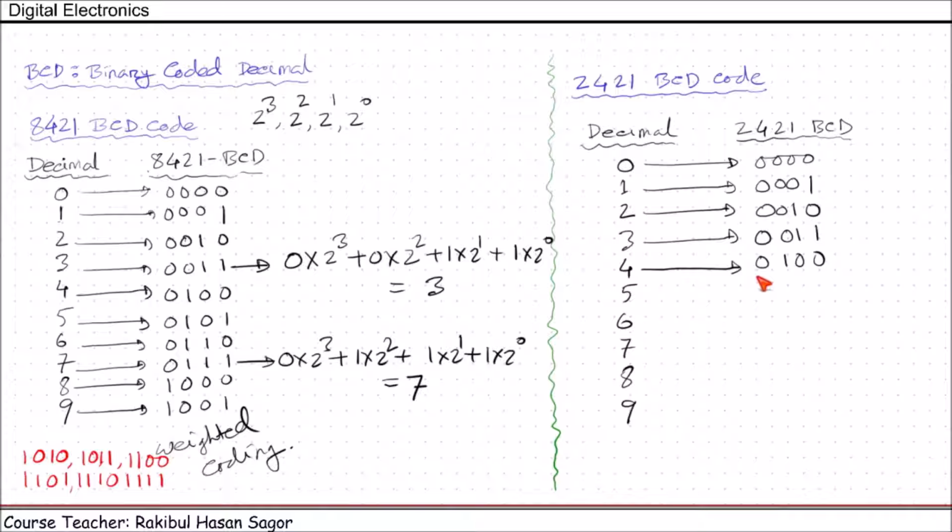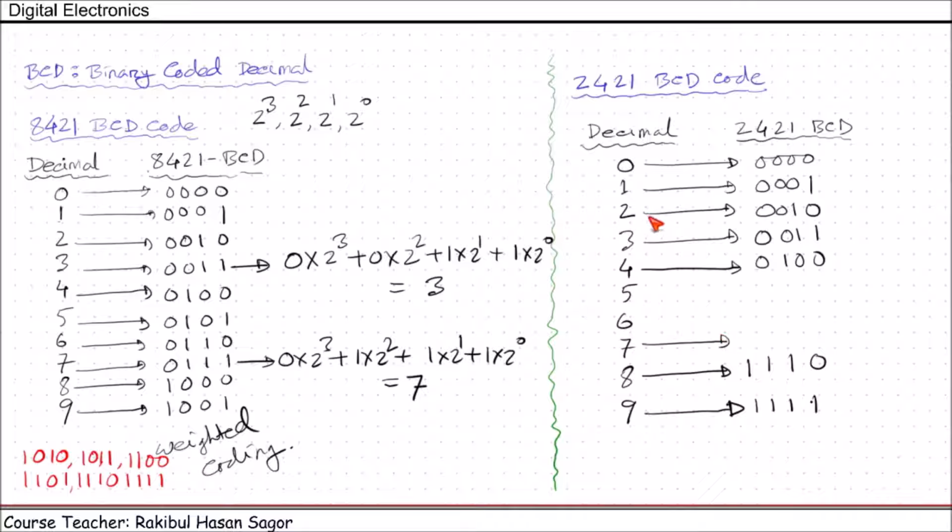Now, how to get the remaining BCD codes? This follows a certain rule. 9 will be the ones complement of the corresponding BCD code of 0. So if we take the ones complement of 0000, we'll get 1111, and that will represent 9 in 2421 BCD code. I'll show you the values using the weights. Let's see what is the corresponding value of 8. 8 will be the ones complement of 1. Ones complement of 0001 is 1110.